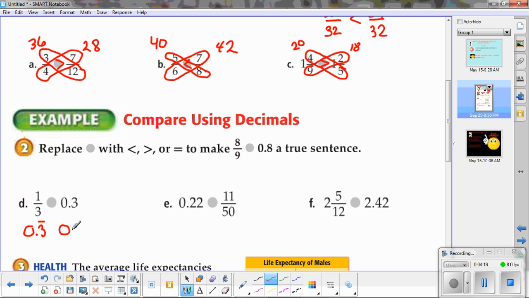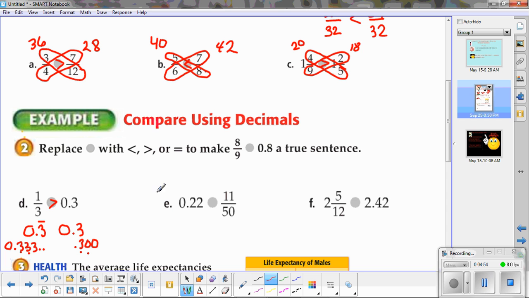And if we want to compare that to 0.3, since this is a repeating 3, it's going to keep going with 3's, where this other number is going to have zeros after it. So if I wanted to start comparing, I have a 3 and a 3, and then I have a 3 and a 0. 3 is bigger than the 0 in the hundredths place there. So 1/3 is greater than 3/10.